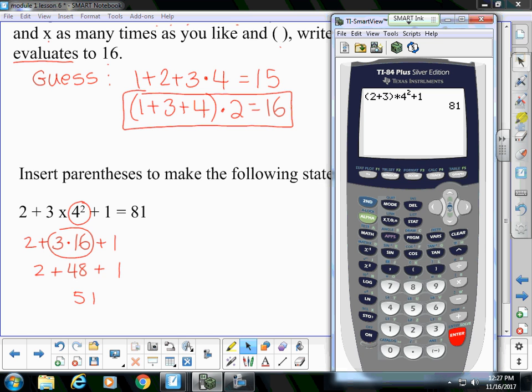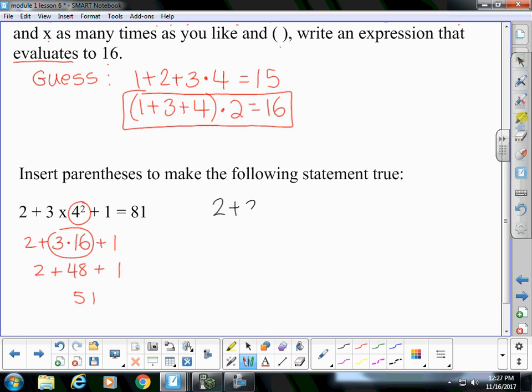Okay, so the solution happens to be, here's the original, 2 plus 3 times 4 squared plus 1 equals 81, and I had to add the parentheses around the beginning part, the adding, which wouldn't normally happen for a little while, and make that first. Okay, moving on. So that's just some playing with numbers.